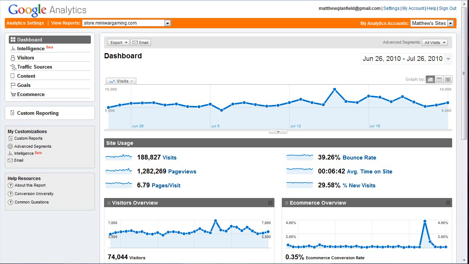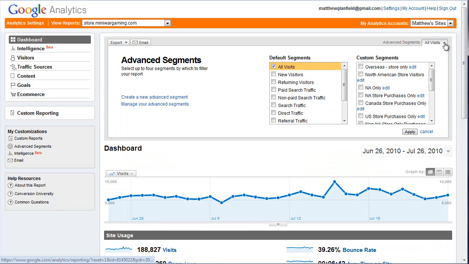So what does this mean? Does this mean that your site should get 6.79 pages per visit, or that should be something that you shoot for? Not at all. It all depends on what type of site you're working with. This analytics account tracks both our store and our content site. So I've actually set it up so I can segment them and only look at the store or only look at the content site. And that's all in the advanced segments area, which we'll probably cover in another video.